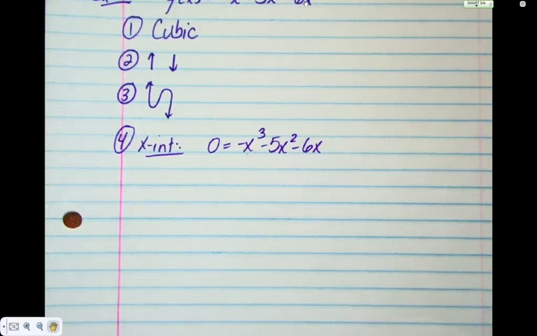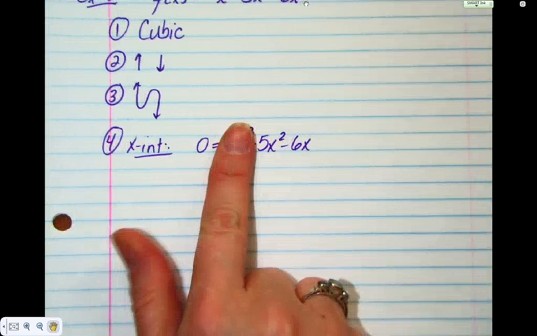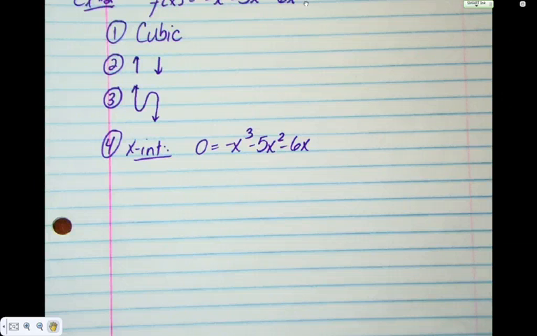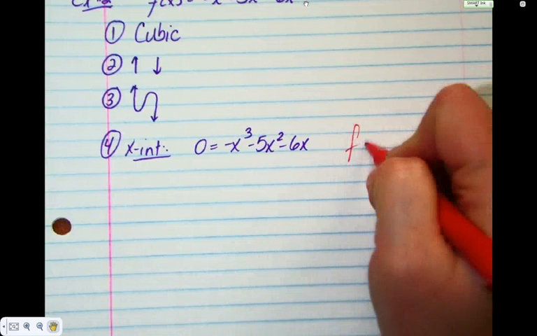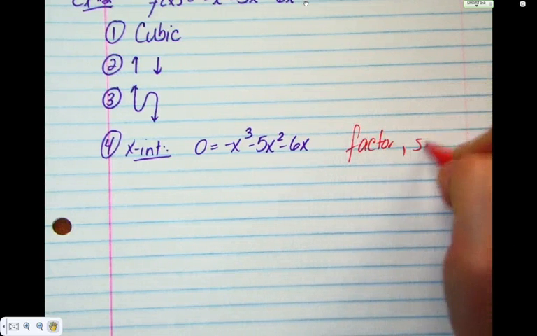How do we solve that? Well, if this was just a quadratic, how many ways are there to solve a quadratic? Five. But it's a cubic. How many ways are there to solve a cubic? Two. Graphing, which is always a way to solve any equation, and factoring, which is what we did yesterday. So this is always going to be factor, then split and solve.